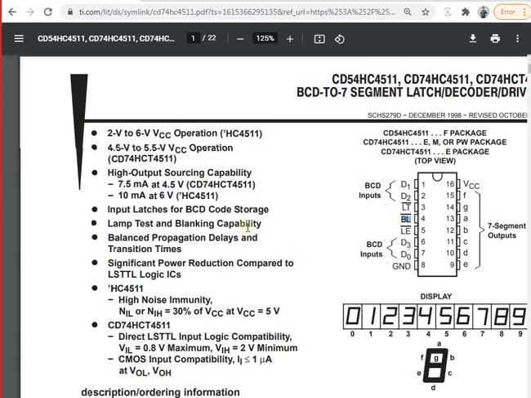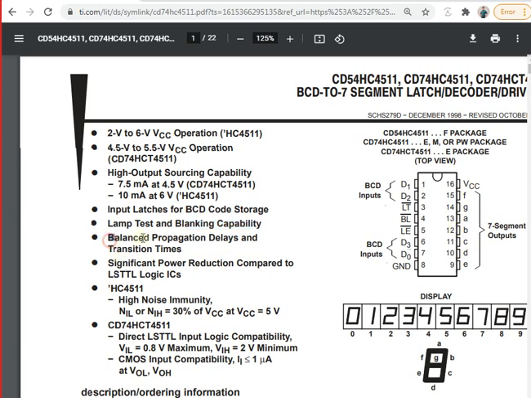So from the controller or from any Arduino, I don't know how many of you have heard about Arduino or any other microcontroller or microprocessor up till now. You can give a signal from any third party controller, so that you can give a lamp test and blanking capability, and you can turn off or test your IC.